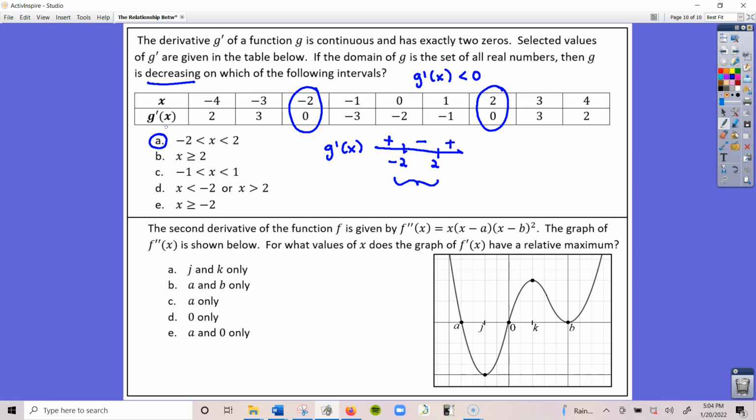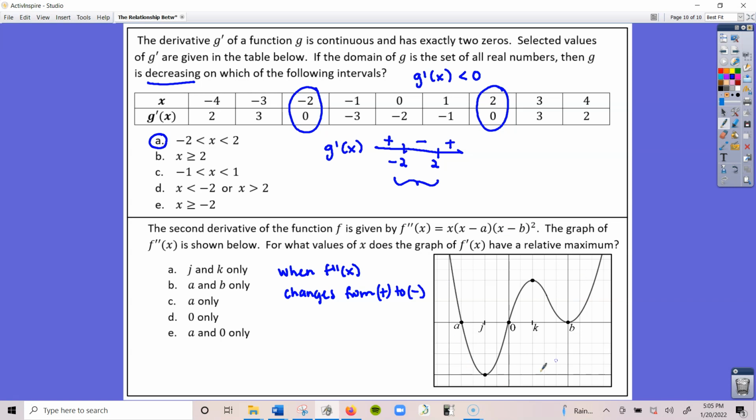Last question. The second derivative of the function f is given by f double prime of x is equal to x times x minus a times x minus b squared. The graph of f double prime of x is shown below. For what values of x does the graph of f prime have a relative maximum? Okay, so let's talk through it. f prime will have a maximum when f double prime, remember it's always the derivative after that talks about maximums and minimums, changes from positive to negative.